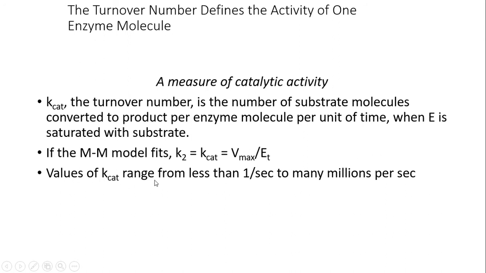Values for kcat range from less than 1 per second to millions per second. Another useful calculation is what's called the specificity constant, and we will be using this too. That is the kcat divided by the Km, and that tells us how good the enzyme is and allows us to actually compare enzyme activity.